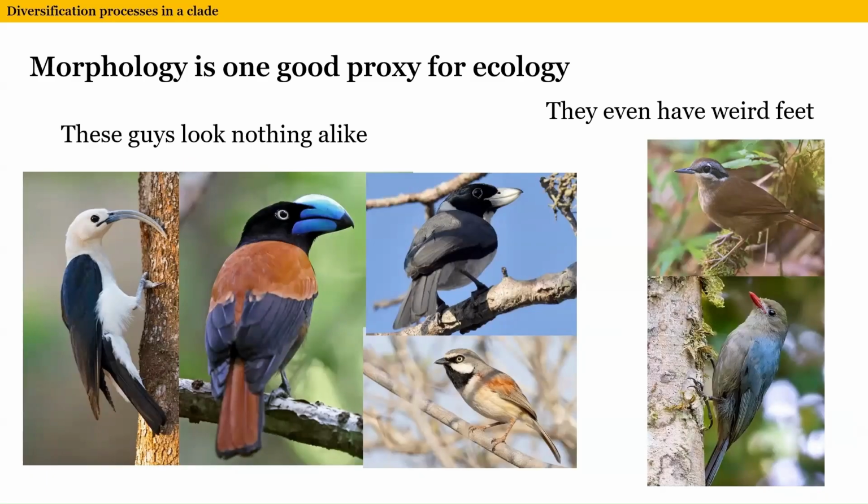So how we study this ecological diversity, at least in my case, is in terms of morphology. Morphology is often a pretty good proxy for ecology, and this is pretty clear when we look at Vangas, especially in terms of their bill shapes as well as their foot shapes, which relate to how they are moving through their environment.